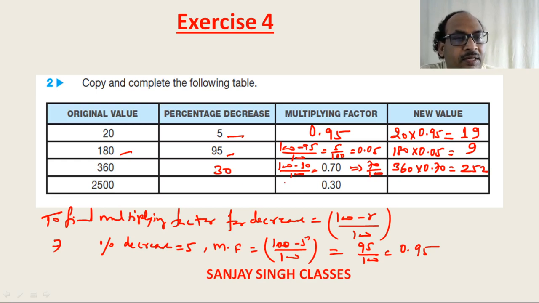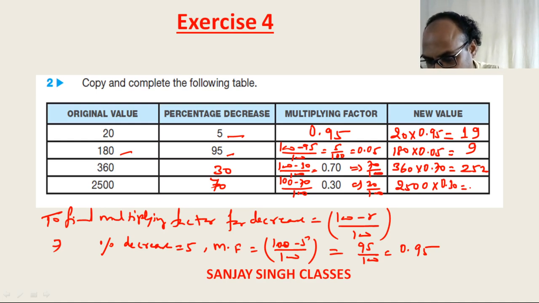Similarly, for 2500, decrease has taken place 100 minus 70 by 100, which has given to us as 30 by 100. That's why here it is 0.30. It means the percentage decrease has taken place 70. Okay, and new value will be 2500 into 0.30. Okay, 750. Right.